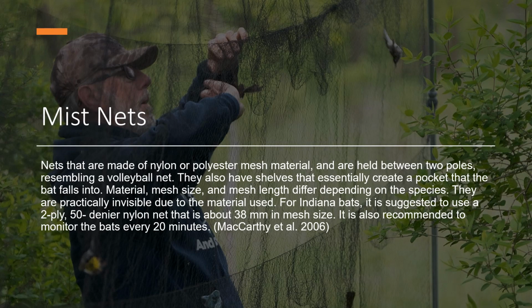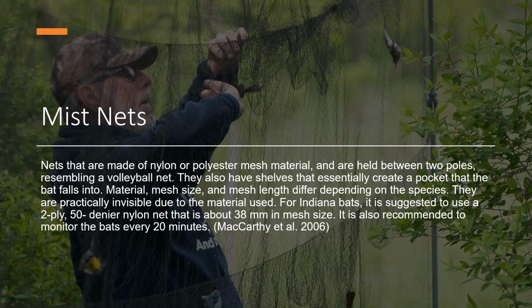The first technique that I will be going over is mist nets. Mist nets are nets that are made of nylon or polyester mesh material and are held between two poles, which typically resemble a volleyball net. They also have shelves that essentially create a pocket that the bat falls into. Material, mesh size, and mesh length differ depending on the species. They are practically invisible due to the material used.